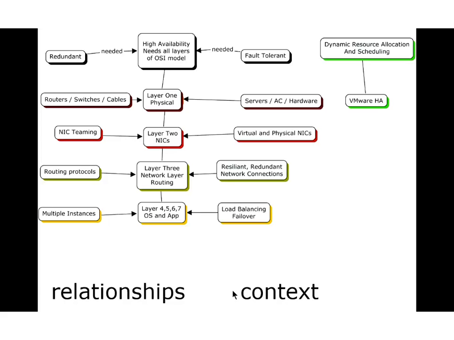So in VMware, it's really important to bring out the relationships of the OSI model to the aspects of VMware high availability. That was what I was doing here. Then I saved it out.